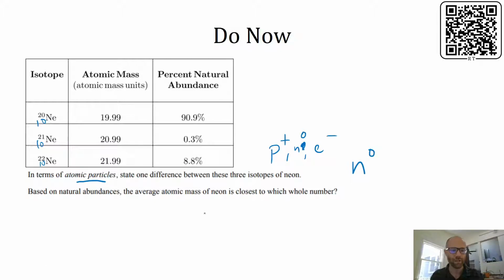Based on natural abundances, if we're looking at this number of 90.9, obviously much larger than the other two, it's going to affect the atomic mass and draw the average closest to it. So I would expect that the atomic mass for neon would be closest to 20. If you look it up on the periodic table, I believe it's 20.18 or something close to that.